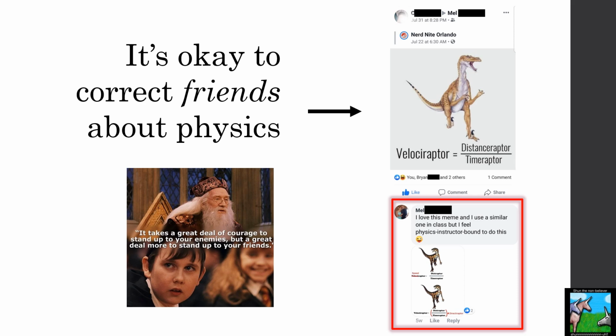So this right here is a meme that one of my friends posted on my wall. And of course, you can see it's the same meme with the same glaring error. And so I couldn't resist. I had to make sure that I fixed it by adding the Directoraptor. So please, be good humans and spread true and accurate information.